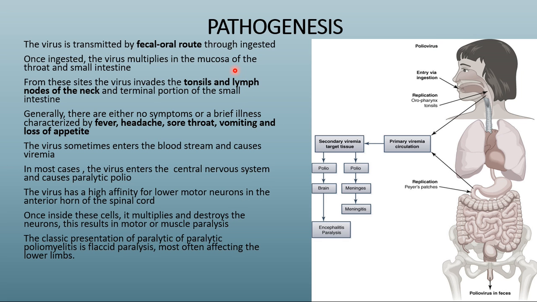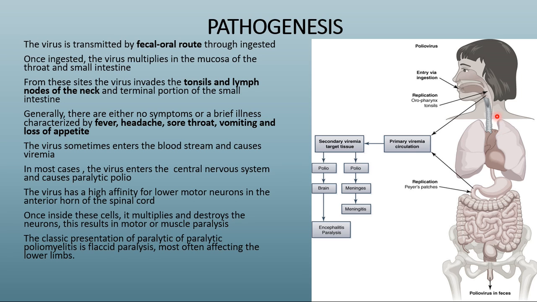Then coming to the pathogenesis, we have already discussed that the virus is transmitted by the fecal-oral route through the ingestion of contaminated food and water. So what happens is, the mouth, as I said, is going to be the portal of entry of this virus, and now the virus multiplies at the site of implantation, mainly at the pharynx region, that is the tonsils and the lymph nodes of the neck, and there it enters into the gastrointestinal tract.